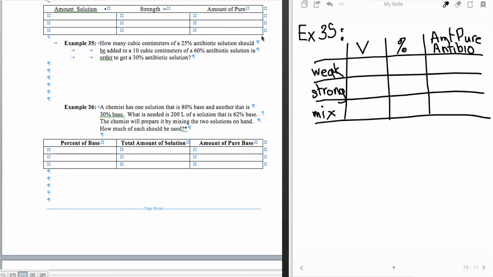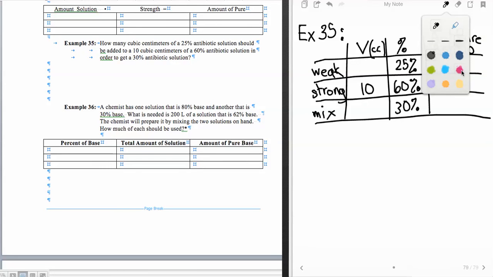So we have how many cubic centimeters, so I'm going to write that up here as the units for our volumes. How many cubic centimeters of a 25% solution should be added to 10 cubic centimeters of a 60% solution? So we have a 25% as being our weak, and we have a 60% which is being our strong, and we're getting a 30%, and you see 30% is right in the middle, so that identifies it in another way as the mixture. Now we're adding to 10 cubic centimeters of the strong stuff.